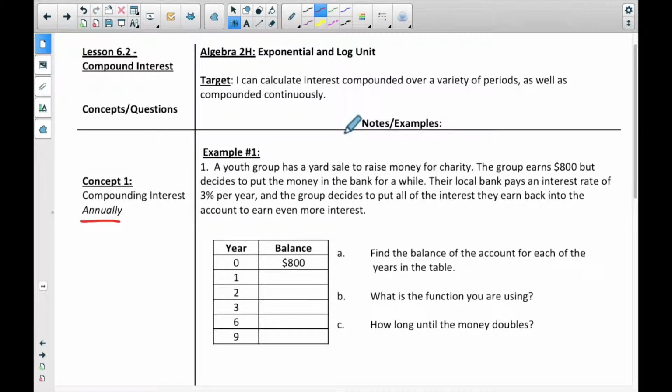A youth group has a yard sale to raise money for charity. The group earns $800 but decides to put the money in the bank for a while. Their local bank pays an interest rate of 3% per year, and the group decides to put all of the interest that they earn back into the account to earn even more interest. So that's that compounding concept.